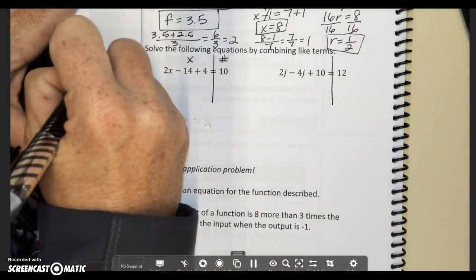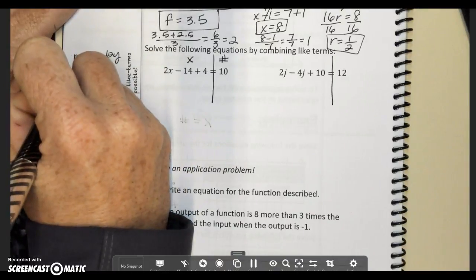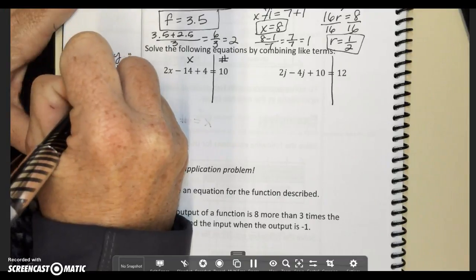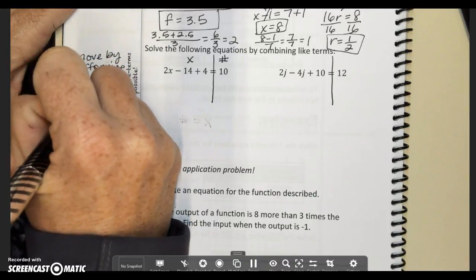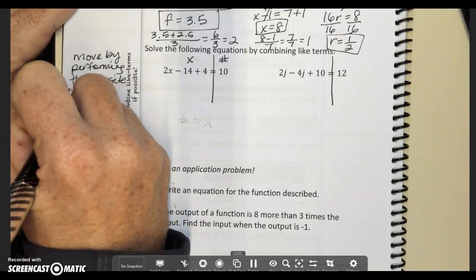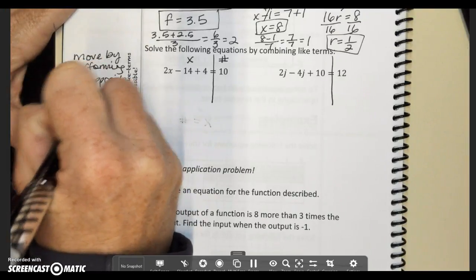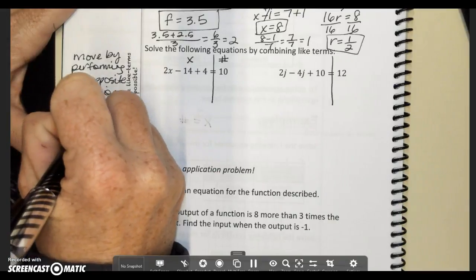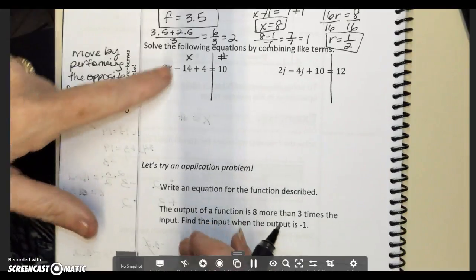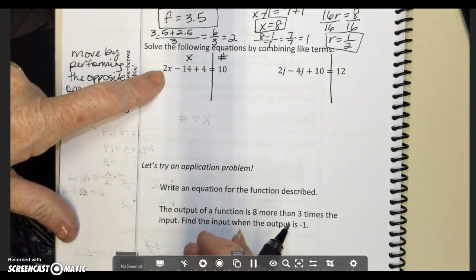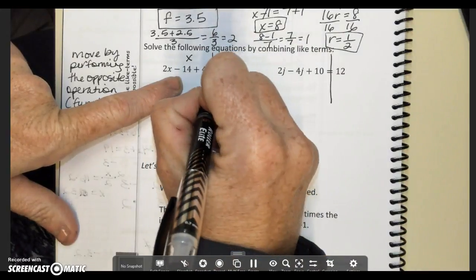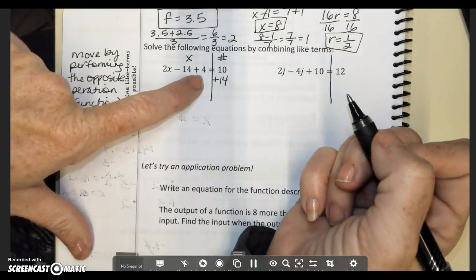Okay? Move by performing the opposite operation. We can call it function. So adding, subtracting, multiplying, dividing. Okay, so this is a variable, 2x. That's going to stay where it is. Negative 14 is a number, so I'm going to move it to the other side. So that's going to give me positive 14.